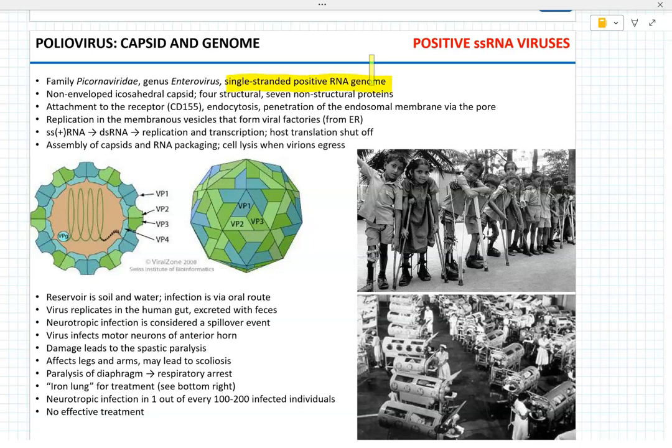Single-stranded RNA virus. It is non-enveloped, which means it is resilient. Okay? Does that make sense? Infects exclusively humans, resides in water and soil, and can sit there active for months, up to a year. So infection is through the oral route.